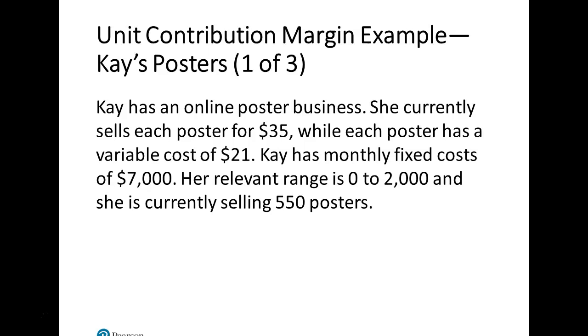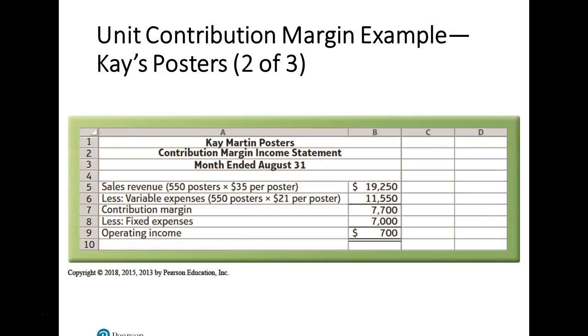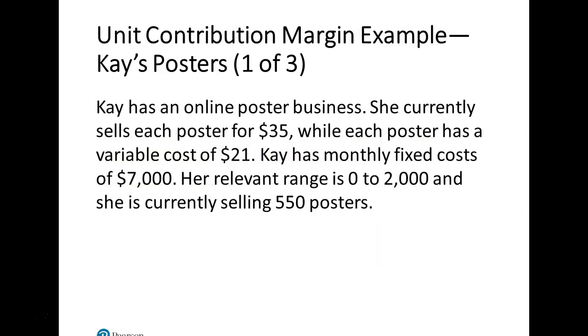So with that example, we assume that Kay has an online business. She sells her posters for $35. Each poster has a variable cost of $21, so it's a variable cost of $21 per unit. Her fixed cost is $7,000, and this is overall. Her relevant range is 0 to 2,000, and she's currently selling 500 posters. Now, we have a lot of information here, and what we're doing with it is really just giving you a very small contribution margin.